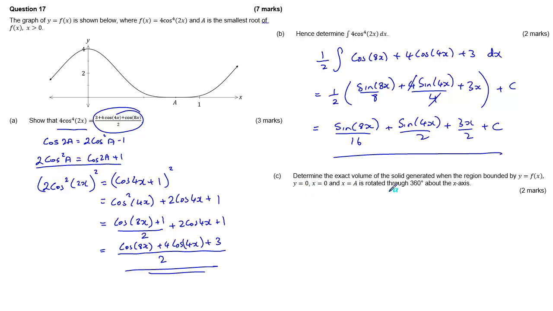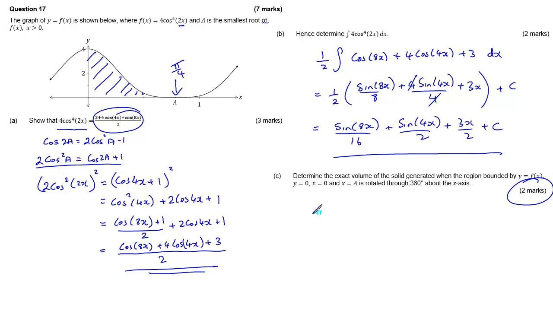Determine the exact volume of the solid generated when the region bounded by y equals f of x, y equals 0, x equals 0 and x equals a is rotated through 360 degrees about the x-axis. So that's this area just here. Note there's only 2 marks, so we can use the calculator for a lot of this. So what's this value going to be? Well, we know that cos of pi by 2 is 0. So it stands to reason that this must be at pi by 4.